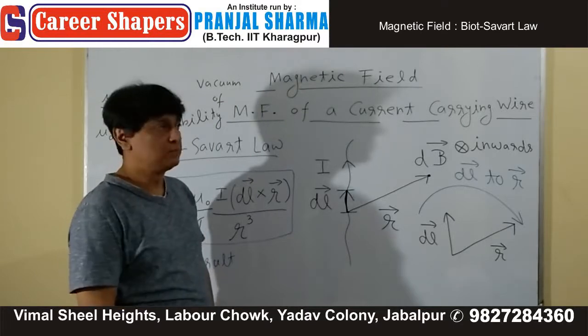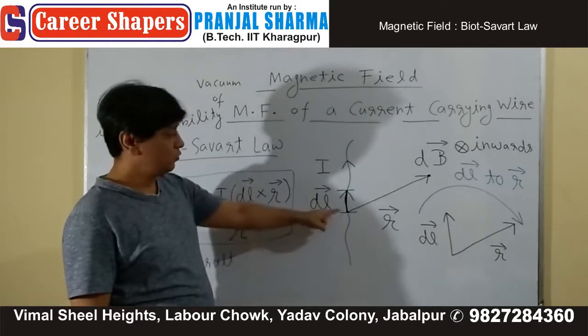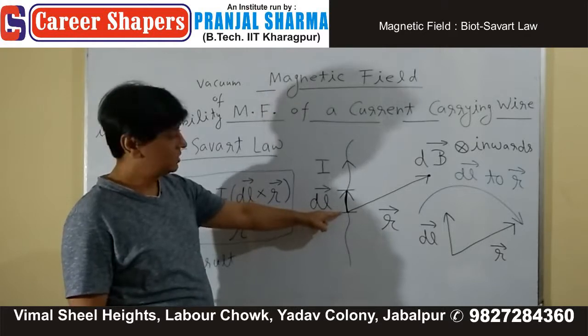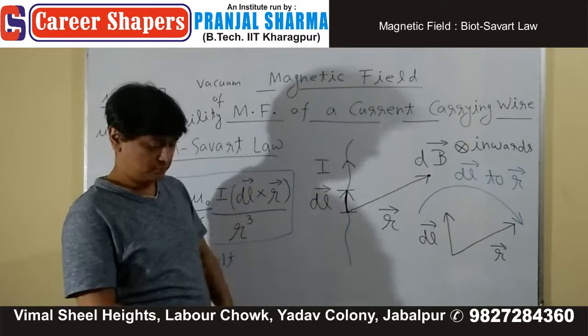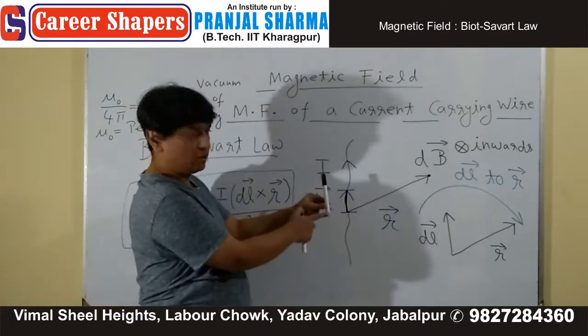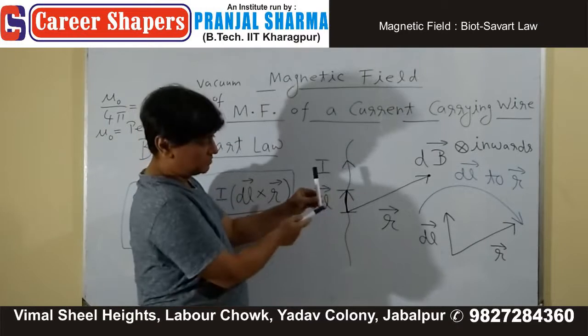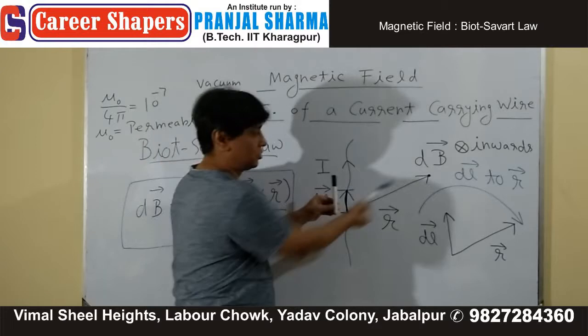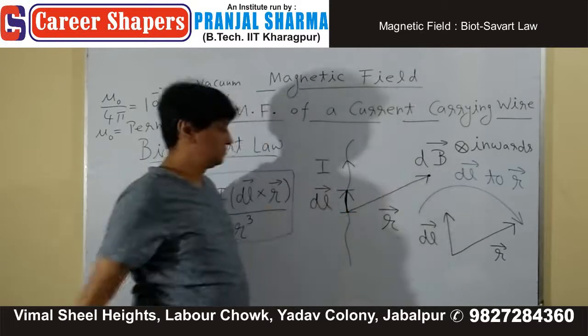Inside the bracket, with respect to the tail of dl vector. If this is dl vector, this is the tail of dl vector. With respect to this tail, you will draw position vector.